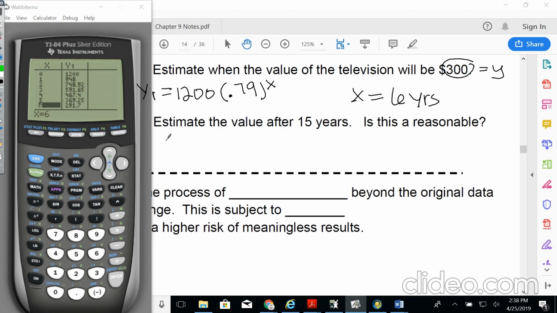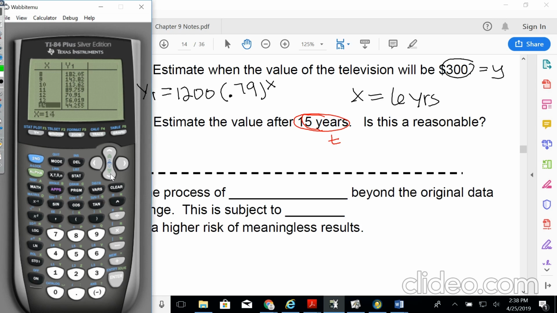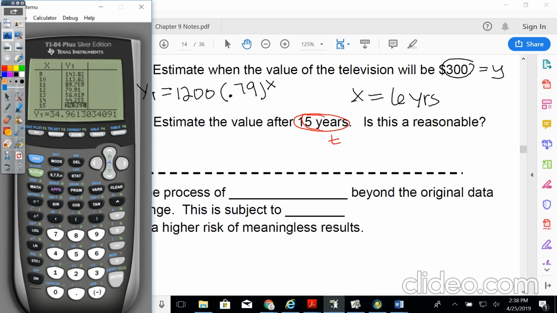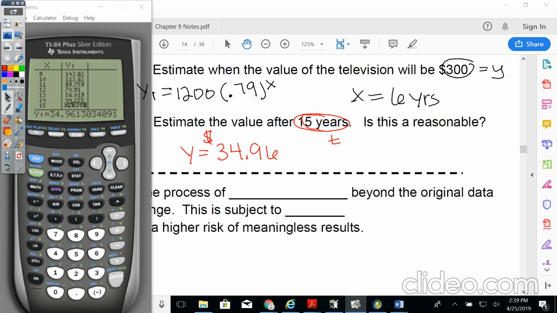All right, estimate the value after 15 years. So for this part, 15 is giving me time, which is the x. Since I already have it in the calculator, I'm just going to go down to where x is 15 and see the price there. So when x is 15, y is $34.96. So this is money. Or you could have just plugged in 15 as the exponent.